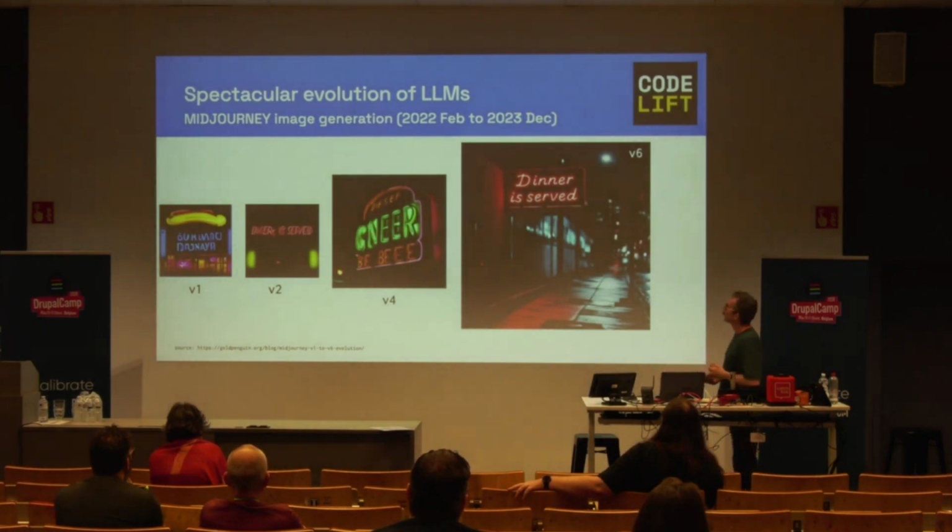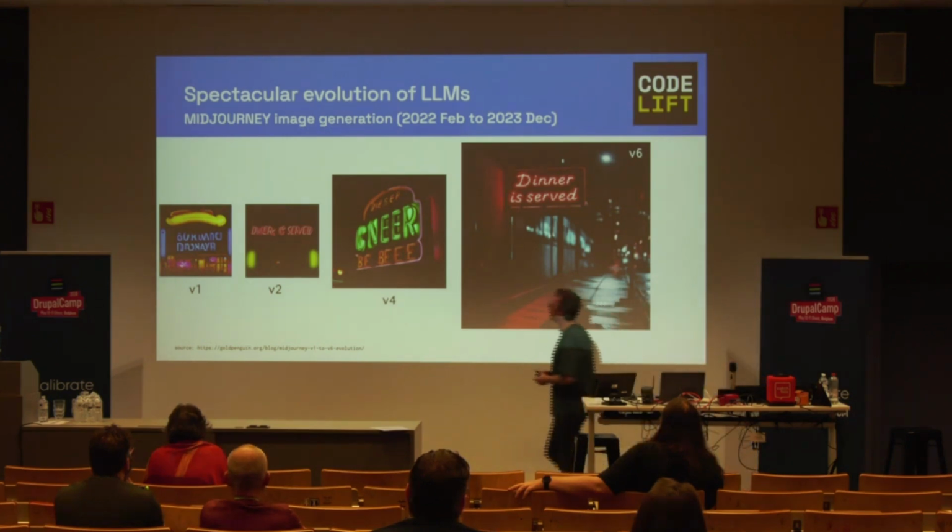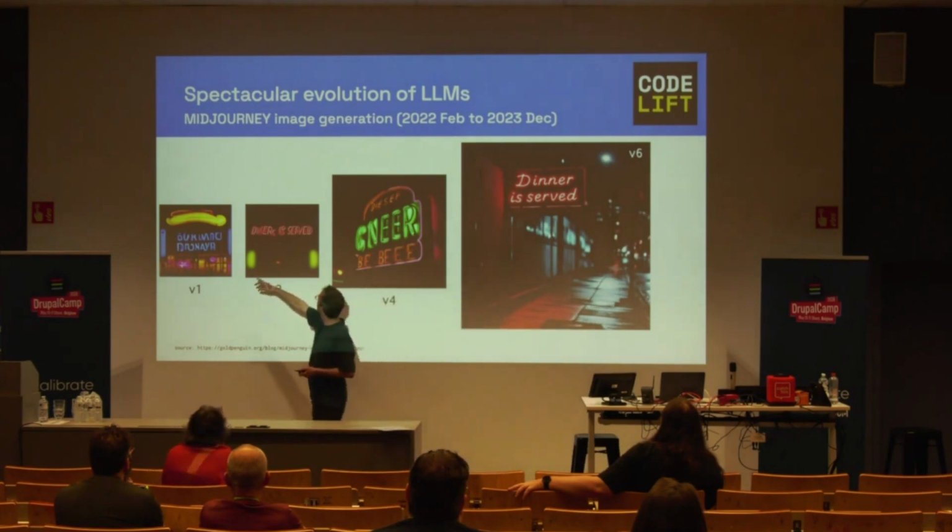I have a couple of visual examples prepared to show you the spectacular evolution of these LLMs. Midjourney is an image generation model. It's a service you can use online. They started in February 2022 with V1, and in December 2023, almost 2 years later, they had version 6. The prompt here is a diner in the United States. A diner is a restaurant. So it starts with, I think it's gibberish. I don't really know what this is.